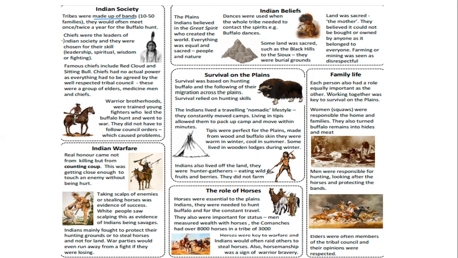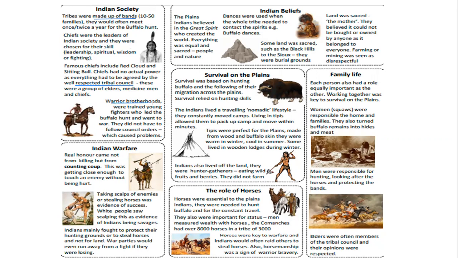Chiefs were the leaders of the Indian society as they were chosen for their skill, so their leadership, the spiritual, the wisdom or fighting. However, they didn't need to be listened to, and they could actually lose their power. They didn't inherit power. Some of the most famous chiefs were Red Cloud and Sitting Bull, but they had no real power because everything had to be agreed by a council. The council agreed the most important decisions. The chief might be a part of that council, but that council decided the biggest decisions. So that was more important, you understand that.